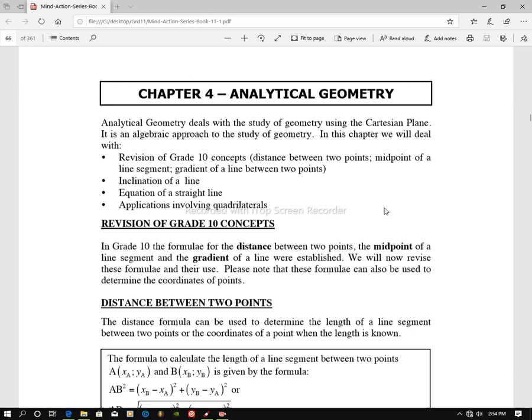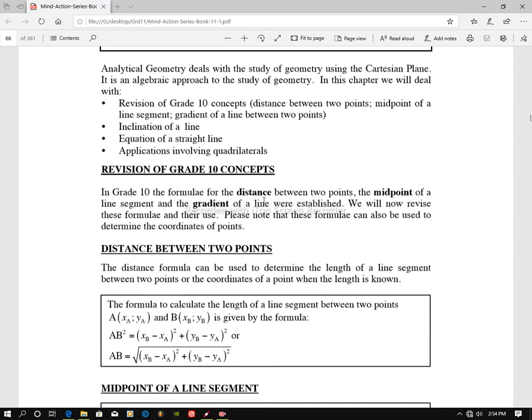I'm using the Mind Action Series. So I'm going to be looking at chapter 4, which is analytical geometry. As usual, I'm just going to start with the basics of this chapter. Don't forget that. The basics are the revision of the grade 10 concepts.